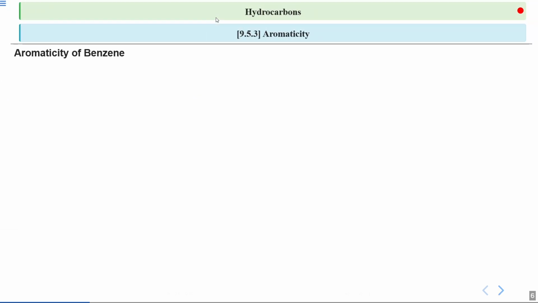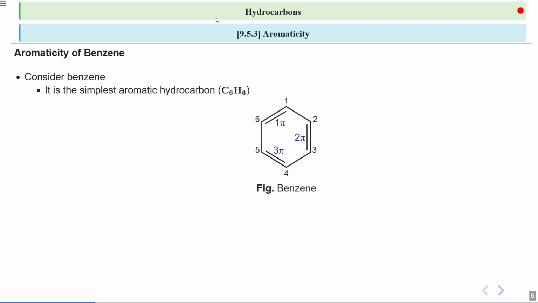Now, we will discuss aromatic compounds with the help of benzene. Benzene is often used as the standard example when we talk about aromatic compounds. It is a great starting point because its structure and properties are well understood and easy to illustrate. Benzene is the simplest aromatic compound with the molecular formula C6H6.